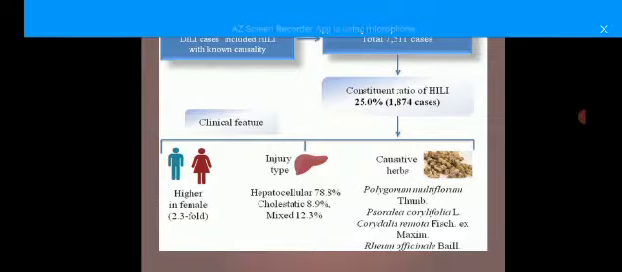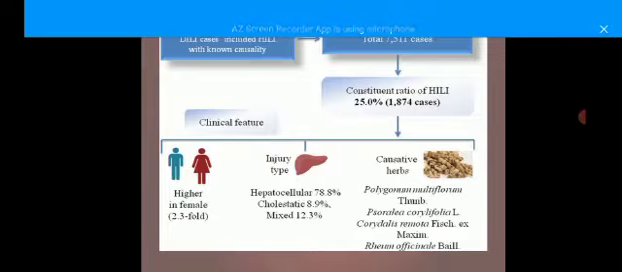Here we have statistical data which was taken from the survey showing that out of 7,511 patients suffering from liver injury, 25% patients, that is 1,874 patients, had liver disease due to herbal medications.